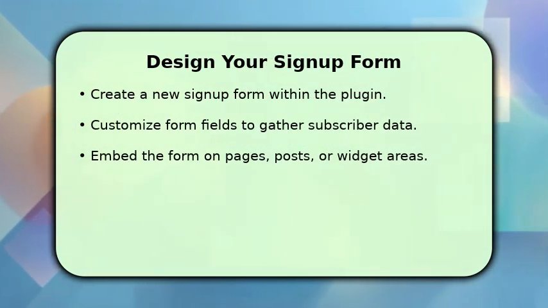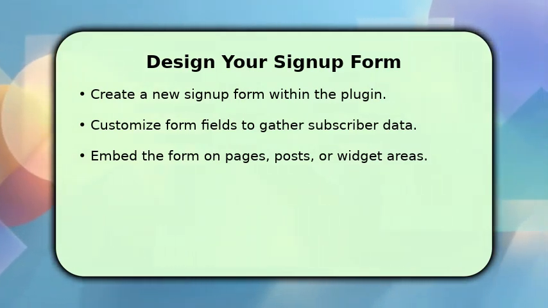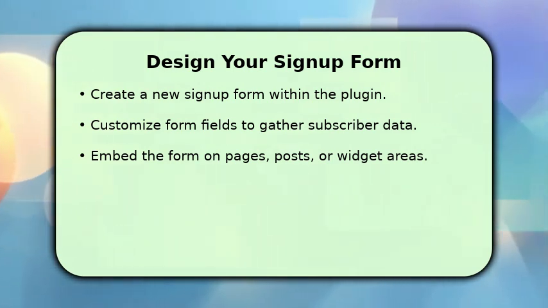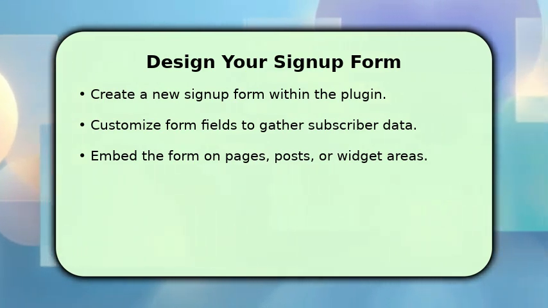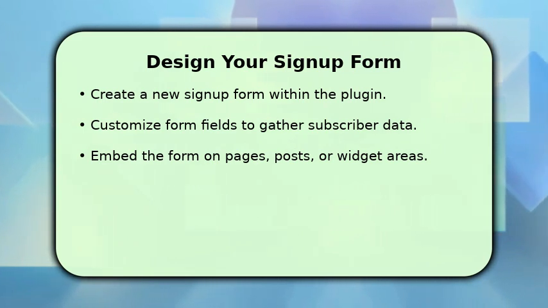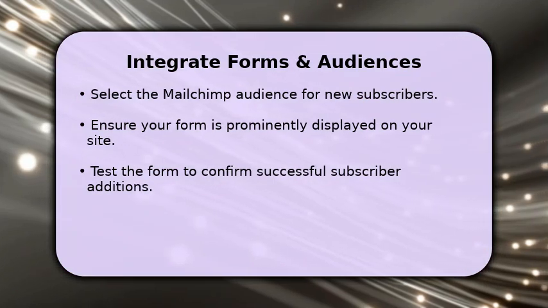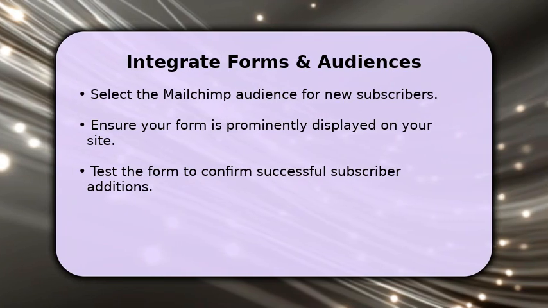Now, let's create your first sign-up form. Within the Mailchimp for WordPress plugin settings, click on Forms and then Add New. You can customize the form fields to collect information like names and email addresses. The plugin offers a drag-and-drop interface for easy design. Once your form looks perfect, you can embed it using a shortcode, a block, or a widget, making it visible to your website visitors. Finally, ensure your form is linked to the correct Mailchimp audience.